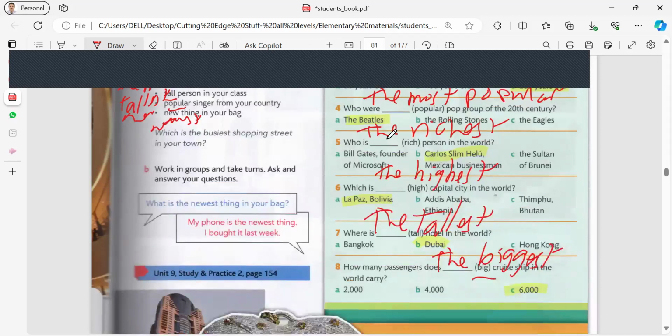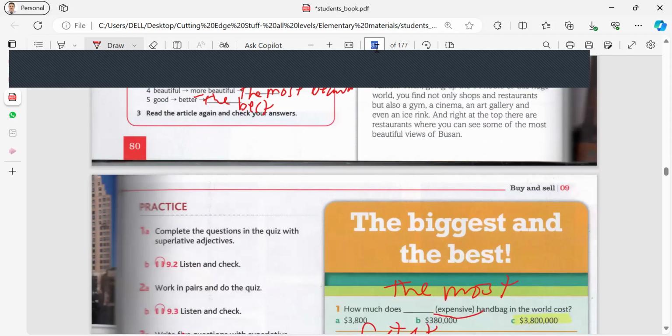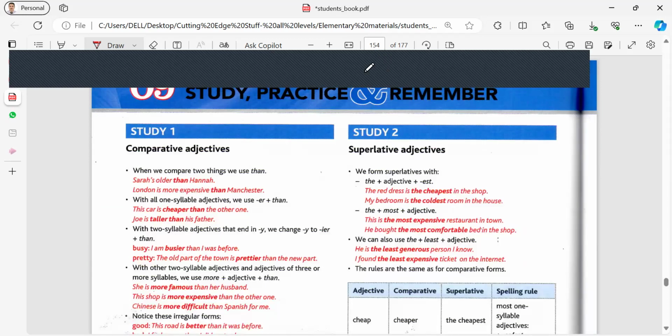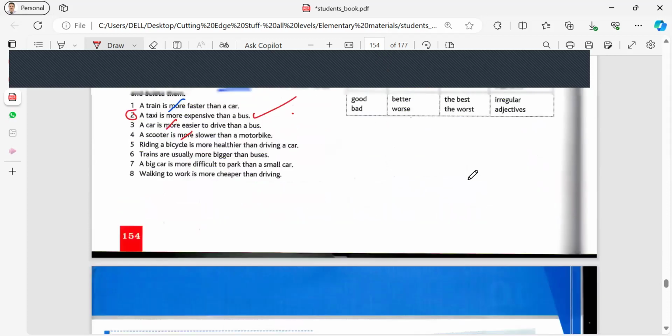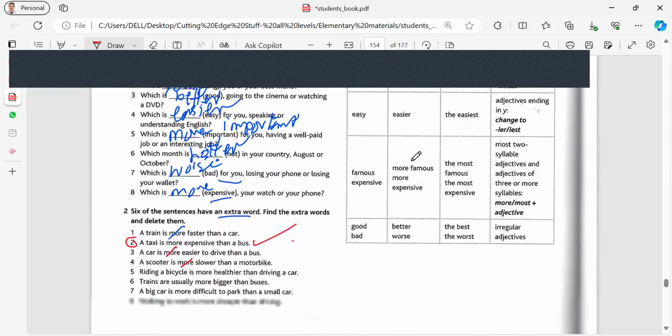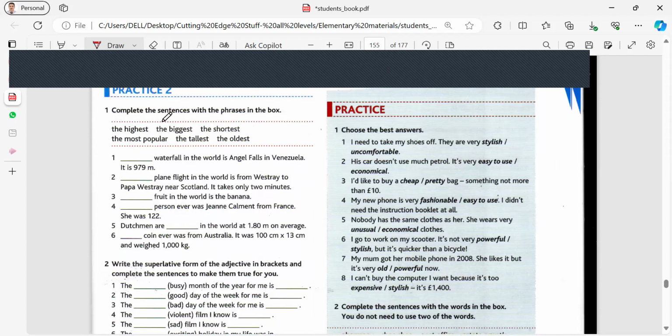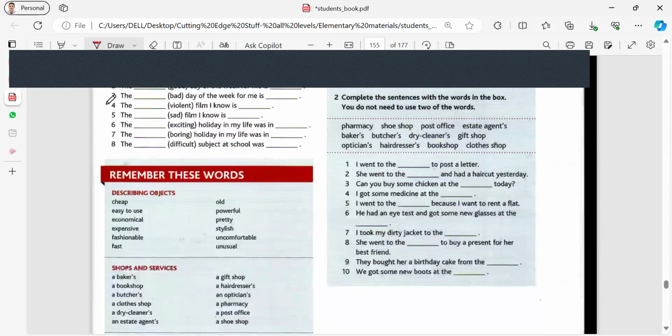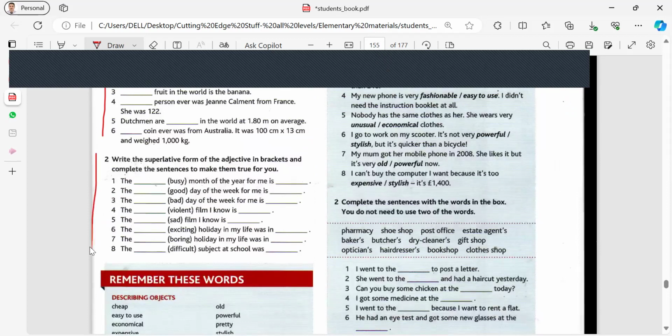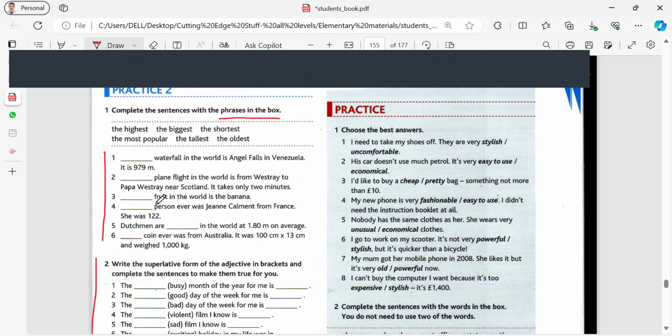Now please go to page 154 again for further practice. Here, superlative. Here, the table for more examples. This practice is for you, Abdulaziz. Complete the sentences with the phrases in the box. Use one of the phrases in the box to complete the sentences. Go ahead, please. Once you finish, let me know. You can use your book. Answer in your book.